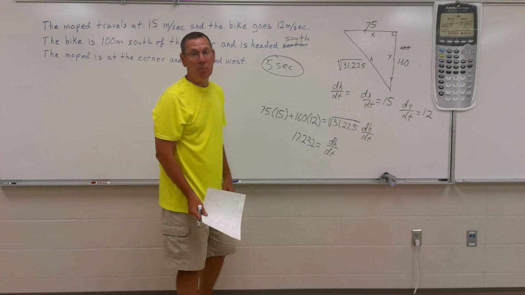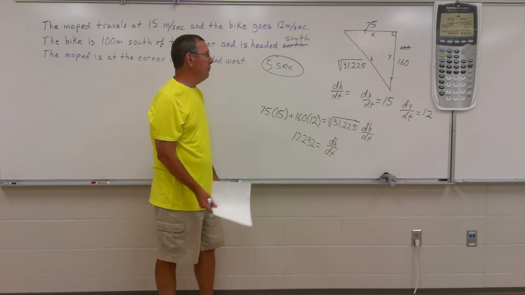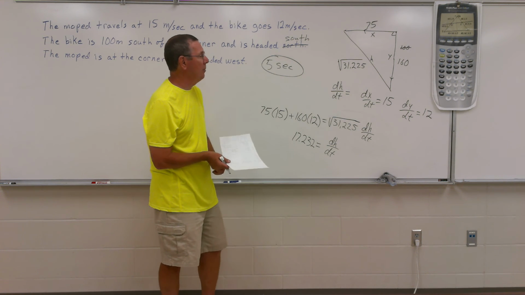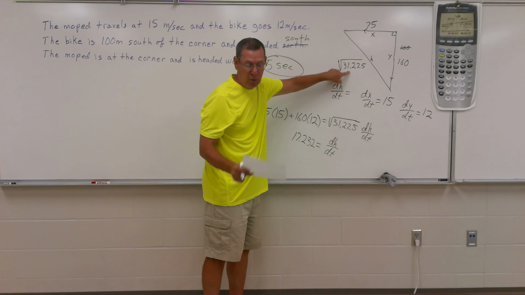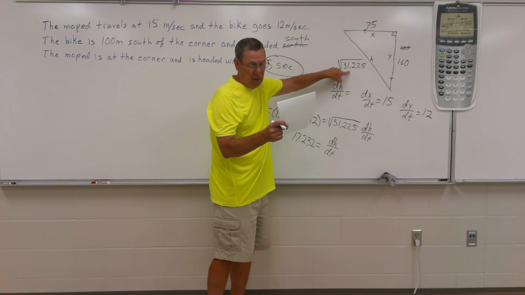I think after you get the picture drawn, it's an easy problem to finish. I've left a couple steps out where I use the Pythagorean theorem to get this square root of 31,225. Hopefully you got that also.